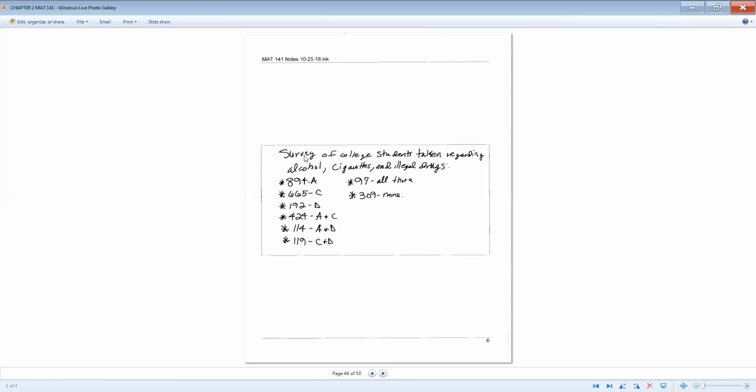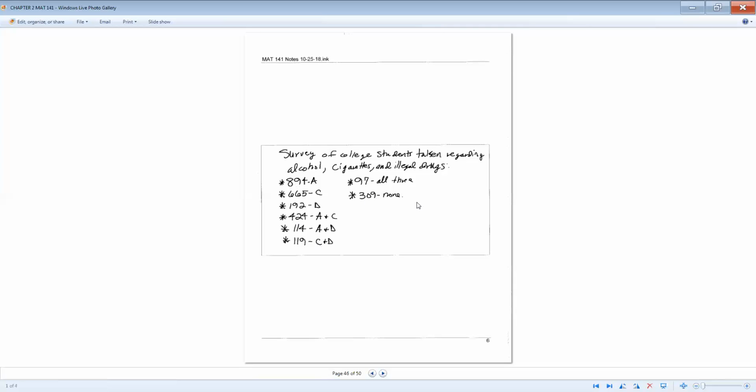All right. So we have another one. It says a survey of college students was taken regarding alcohol, cigarettes, and illegal drugs. This problem was way too long, so I just shortened it up. Here, 894 like alcohol, 665 cigarettes, 192 drugs, illegal drugs, and then here alcohol and cigarettes, alcohol and drugs, cigarettes and drugs. These numbers are assigned to 97 did all three, 309 did none.